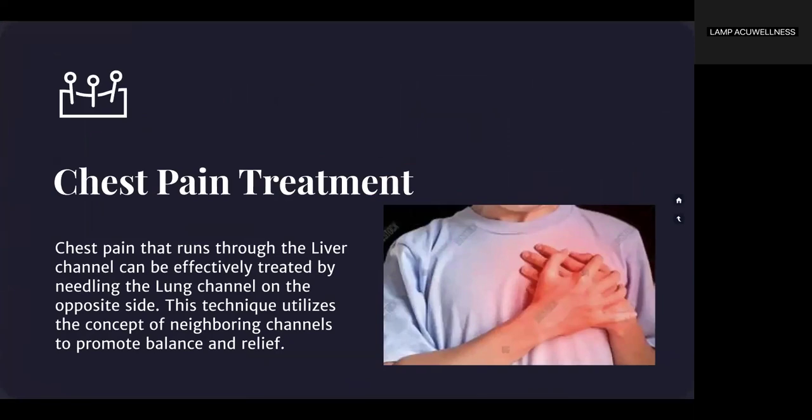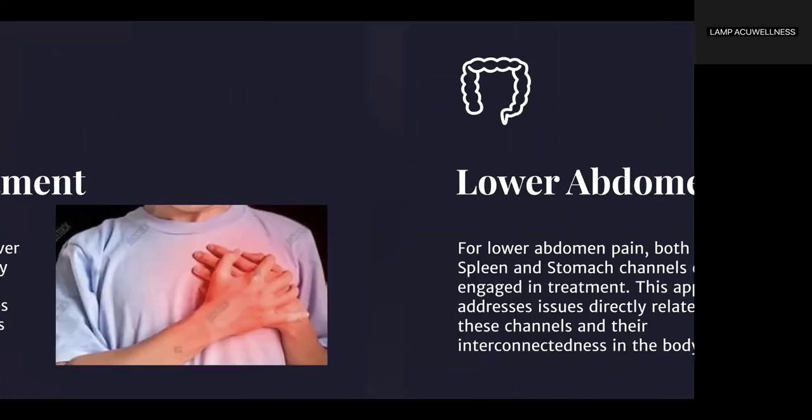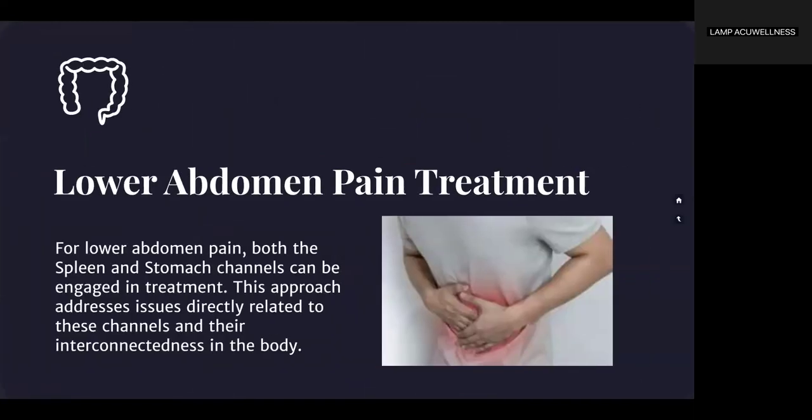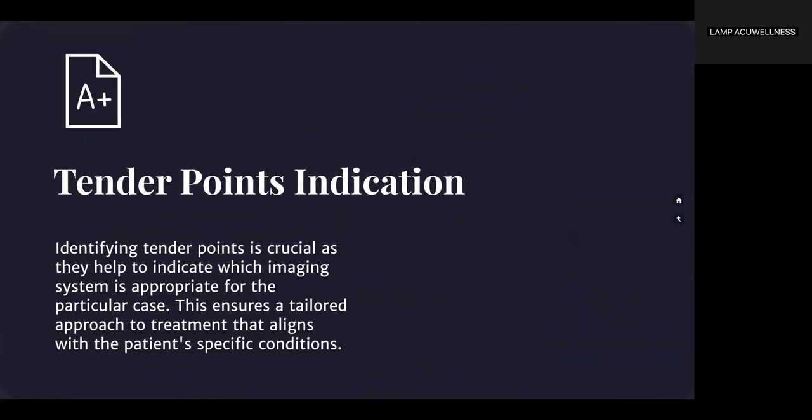Chest pain that runs through the liver channel can be effectively treated by needling the lung channel on the opposite side. This technique utilizes the concept of neighboring channels to promote balance and relief. For lower abdomen pain, both the spleen and stomach channels can be engaged in treatment. This approach addresses issues directly related to these channels and their interconnectedness in the body.